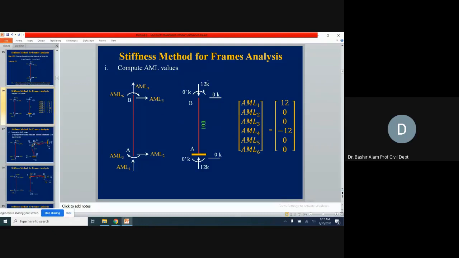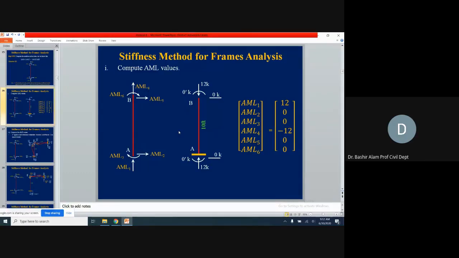AML4 is in the downward direction, opposite to this positive direction. So this 12 we need to put with a negative sign, because it does not match our assumed positive direction. AML4 is now minus 12, you see. AML5 is this horizontal, which is 0. AML6 is 0. So quickly and easily we can find our AML matrix for this member AB.